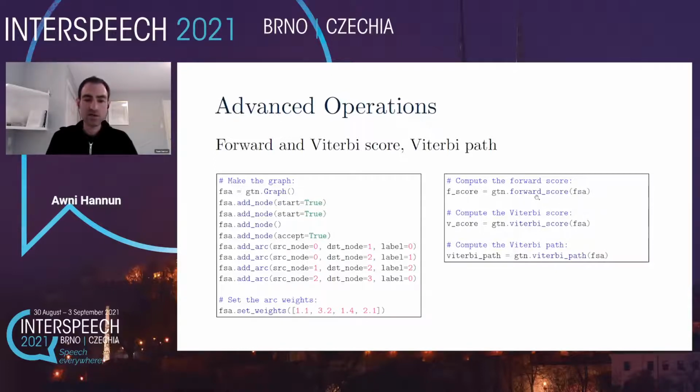Then we call GTN.forward_score, which gives us the forward score, or LSE of all the paths. We call GTN.viterbi_score, which gives us the maximum of all the path scores. And then we call GTN.viterbi_path, which returns the graph which represents the Viterbi path.